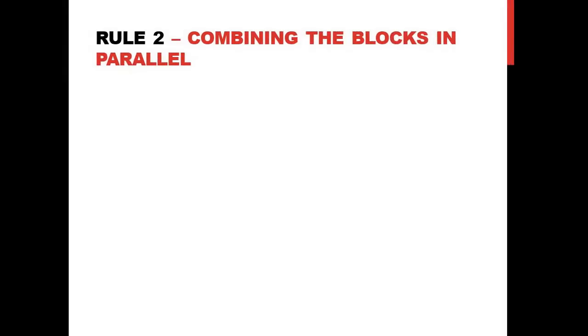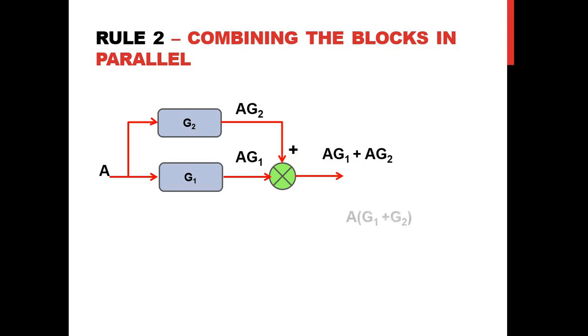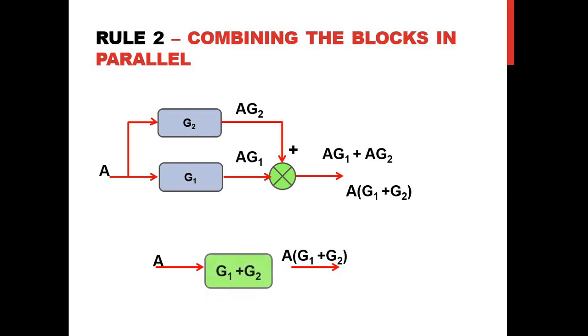Rule number 2, combining the blocks in parallel combination. Let me assume we have two blocks G1, G2 in parallel combination. I have an input called A given in parallel to both the blocks. The output of the first block will be AG1. The output of the second block will be AG2. Now I am going to add these two. So the final output will be AG1 plus AG2. Otherwise we can also write it as A into G1 plus G2. Now, same thing, I am going to give the same input called A. The output we need is A into G1 plus G2. So the block that we have to insert here is G1 plus G2.